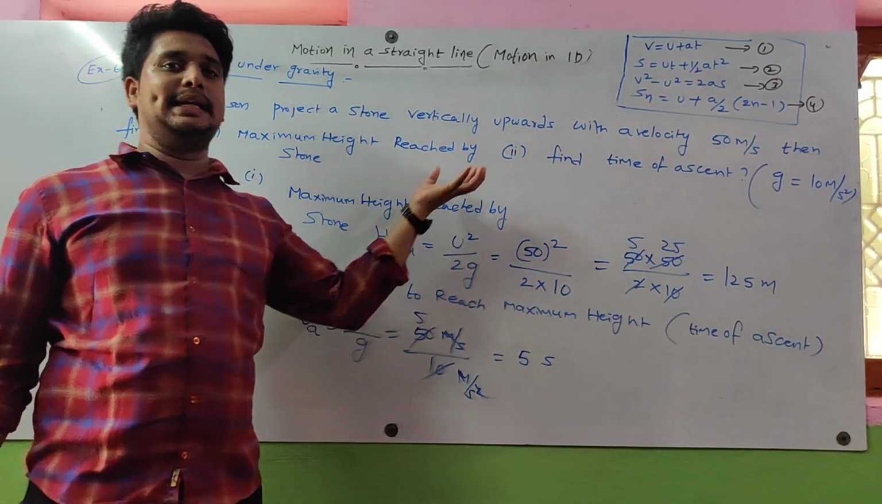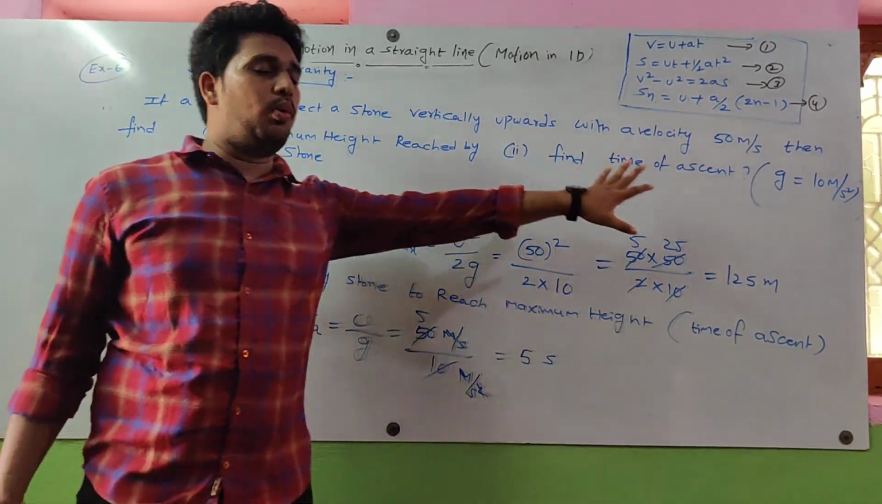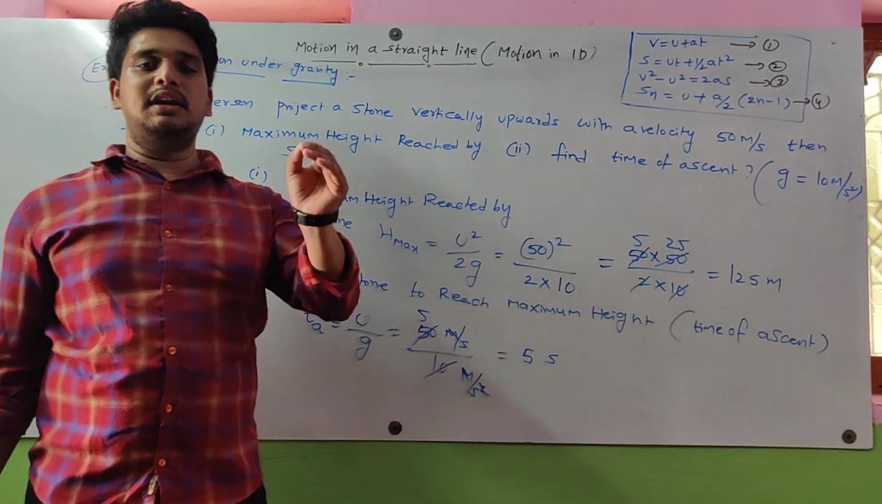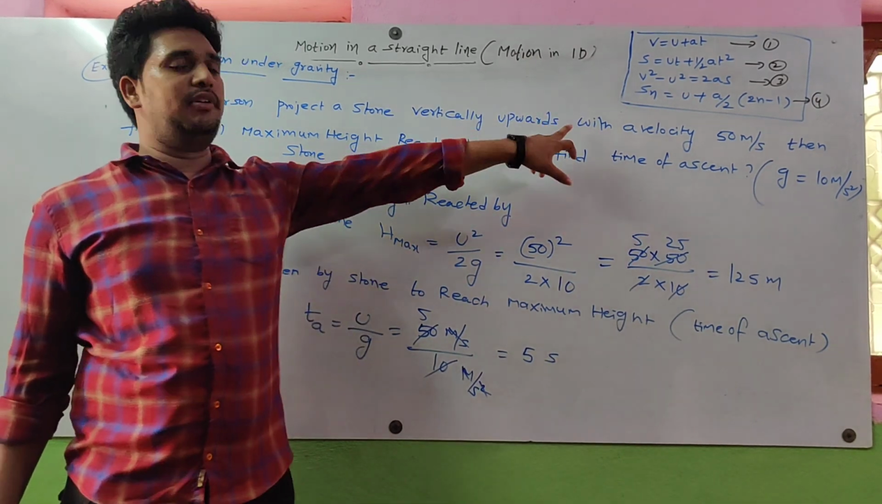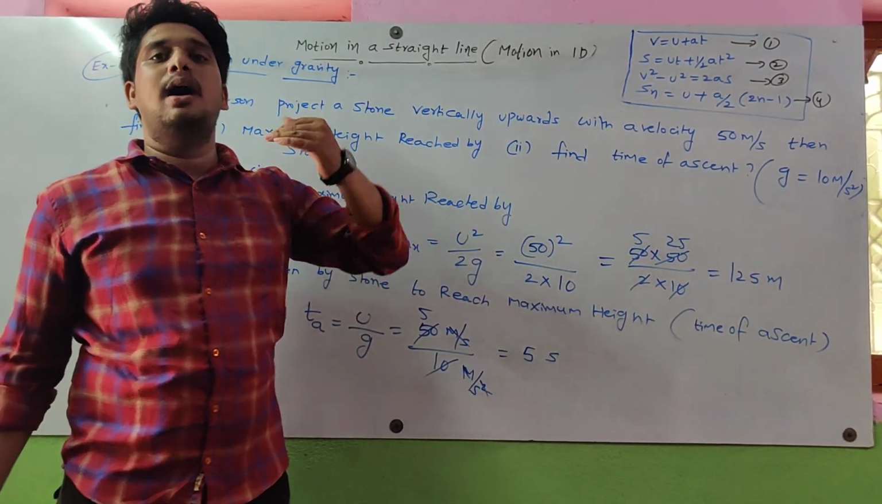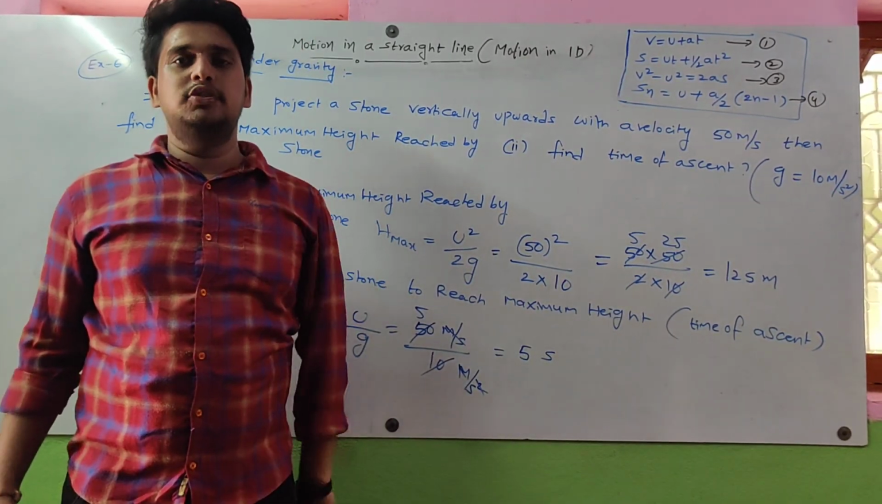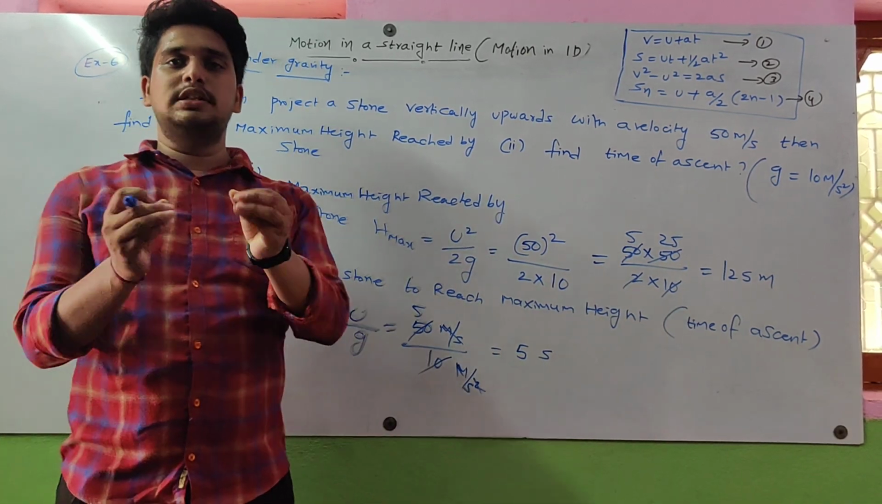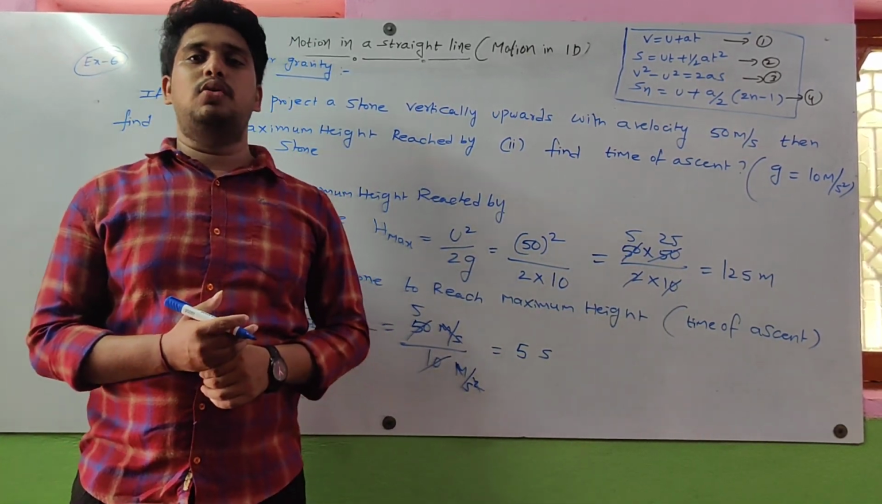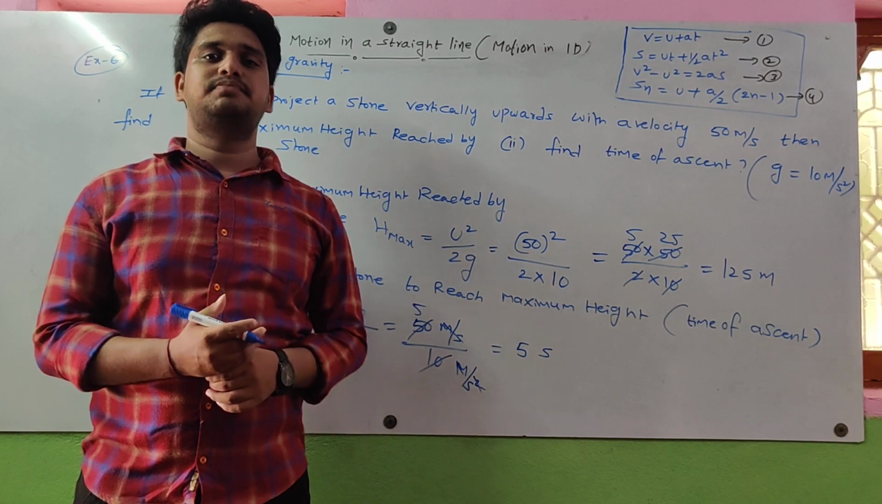The maximum height reached by the stone is equal to 125 meters, when we project a stone with the velocity 50 meter per second vertically upwards. So this is the solution for this question. I hope you all understood this lecture. Thank you.